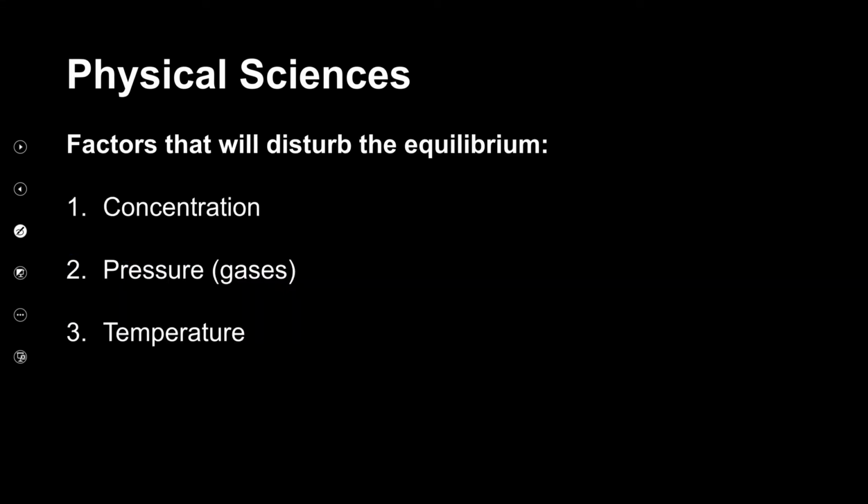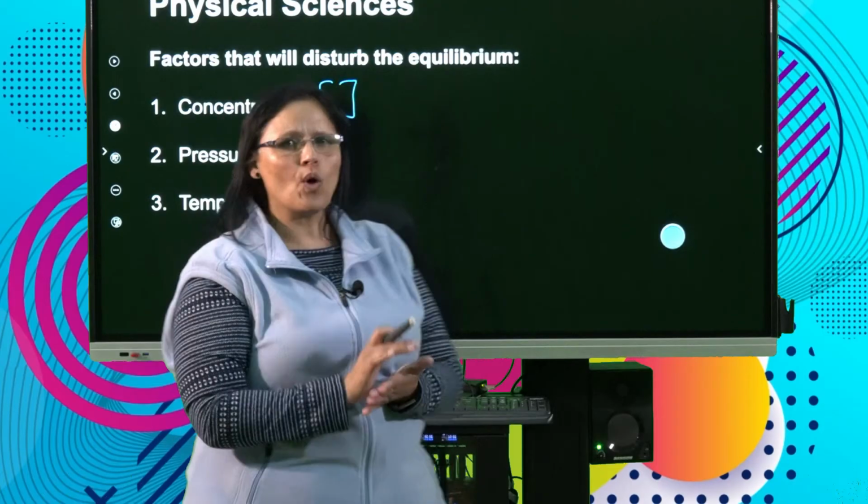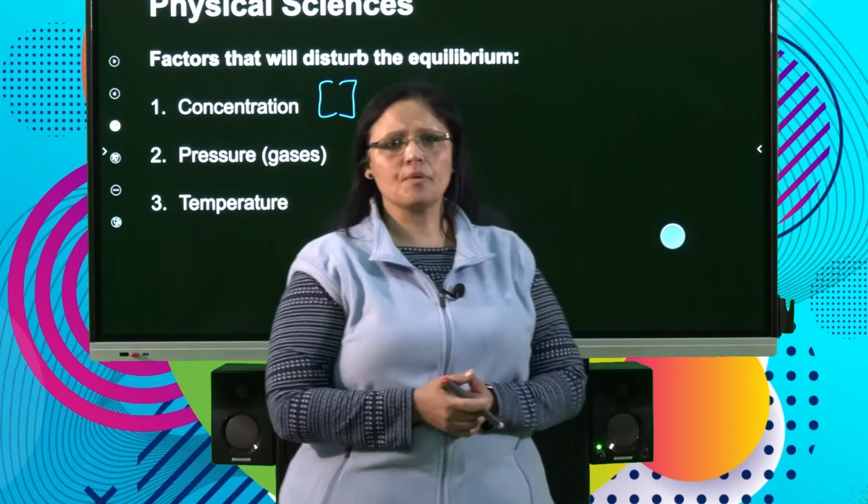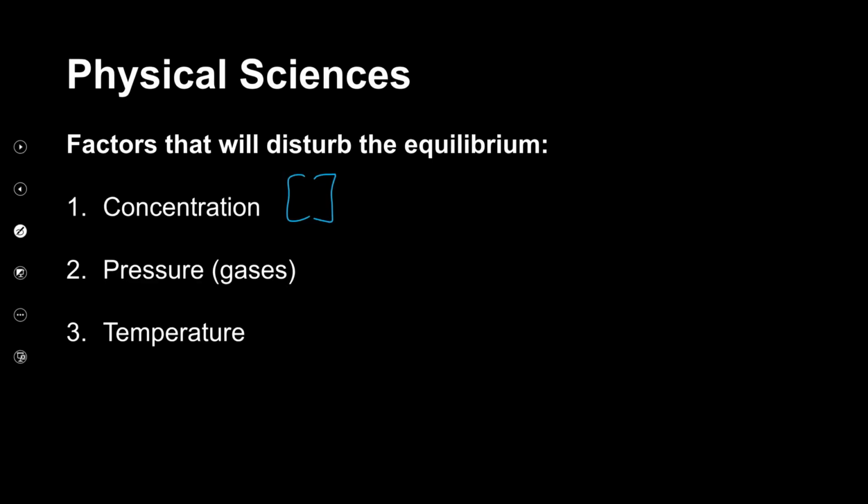The factors that will disturb the equilibrium are 3 factors. That is concentration. Remember we said the square brackets. Then we have pressure. Remember that pressure works hand in hand with your volume. So a change in volume can change or alter your pressure. And then the third one is temperature.